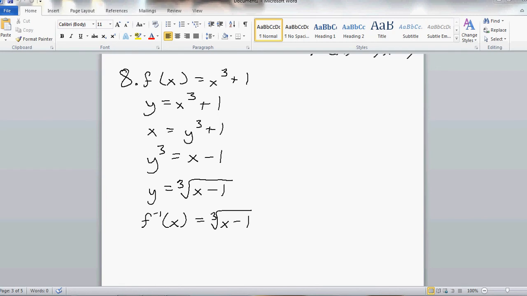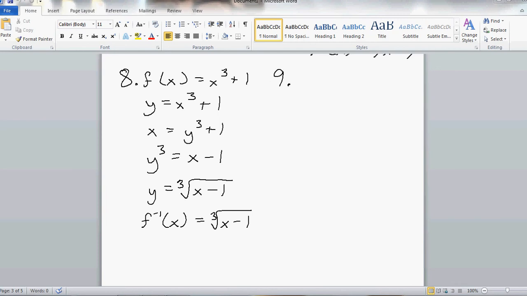Remember, f raised to the negative first of x is the inverse function, the cube root of x minus 1. Now here, this to me appears to be much more the inverse of the original than any of them that we've looked at so far.